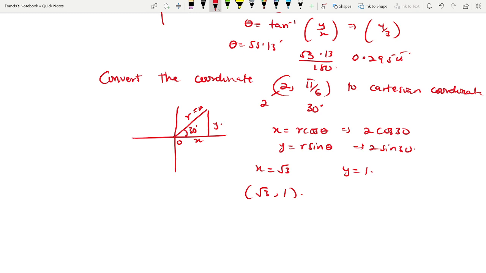At this point, I've introduced you to polar coordinates, how to convert from polar to Cartesian and vice versa, right?